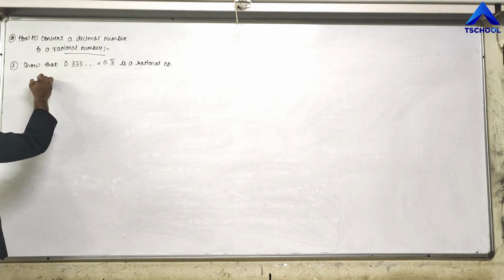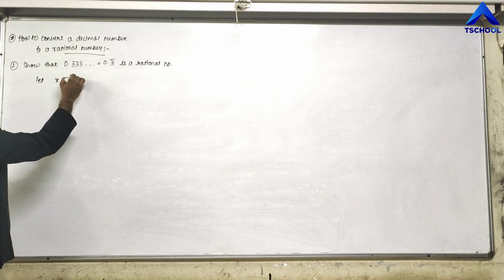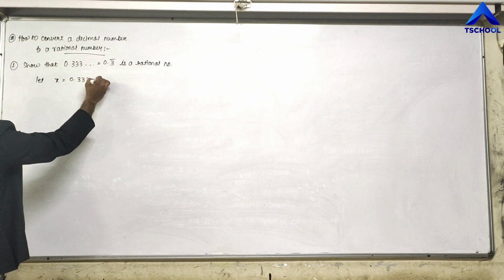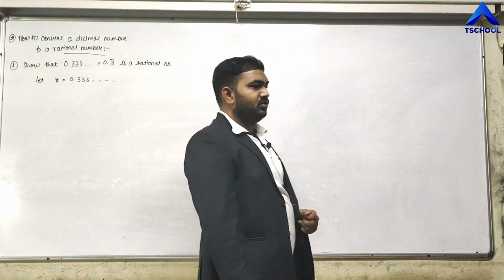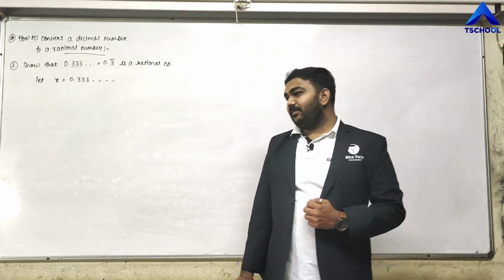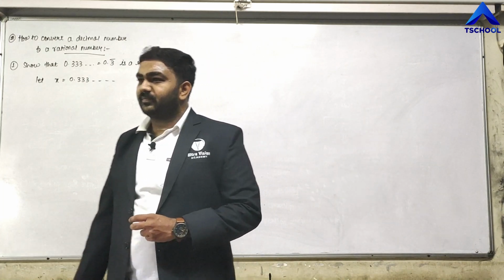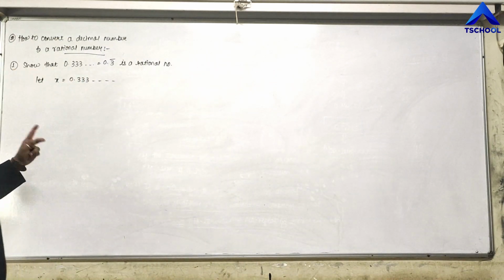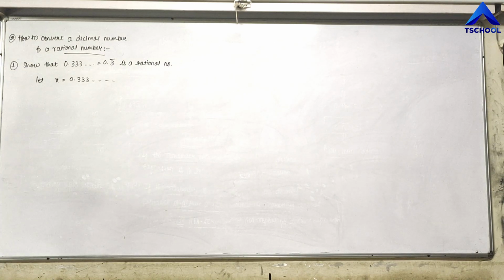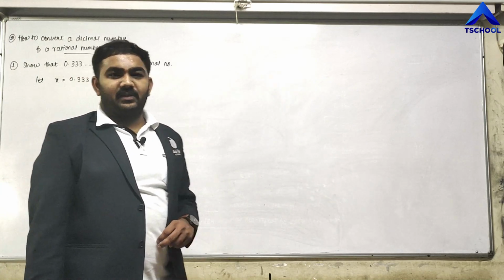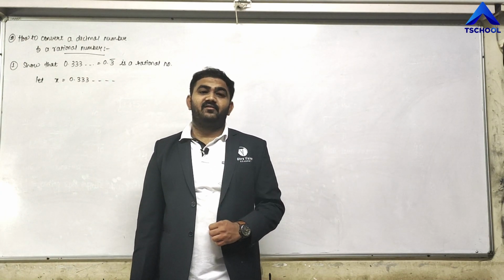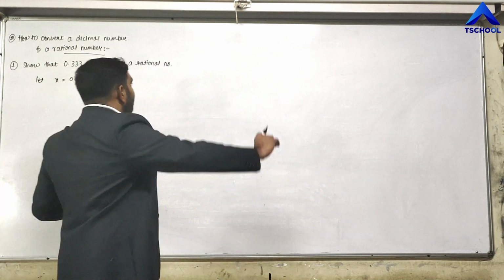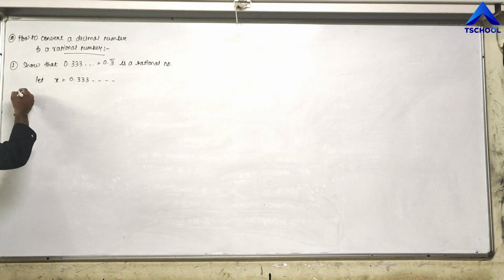First of all, let x equal 0.3333 and so on. Let x be equal to this much. Now the second step is a very important one. You are going to multiply both sides by a multiple of 10 raised to n. The second step here will be, I am writing down the step.